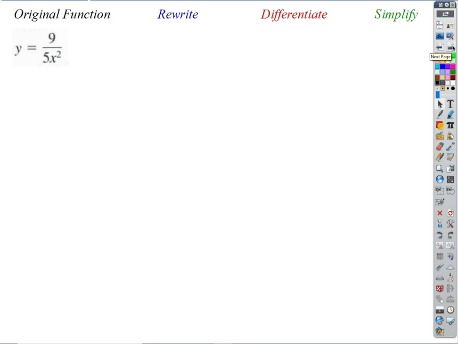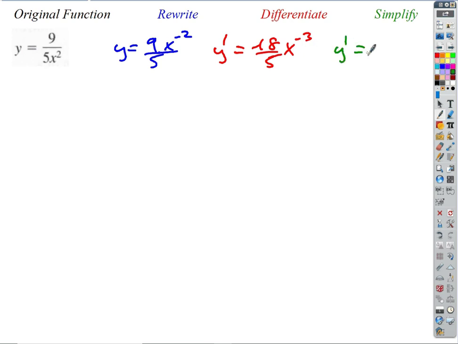So what about that one? Now I do have an x on the bottom. Darn it, do I need quotient rule? No. What can I do there? Negative exponent, there we go. So we'll just rewrite that as y equals 9/5, and I can just put the x to the -2 on the top, right? And now I can use a simple power rule, that power rule is so easy to use. So we get y prime equals -18/5 x to the what? -3, good. So if I rewrite it with a positive exponent, -18/5x cubed. Okay?